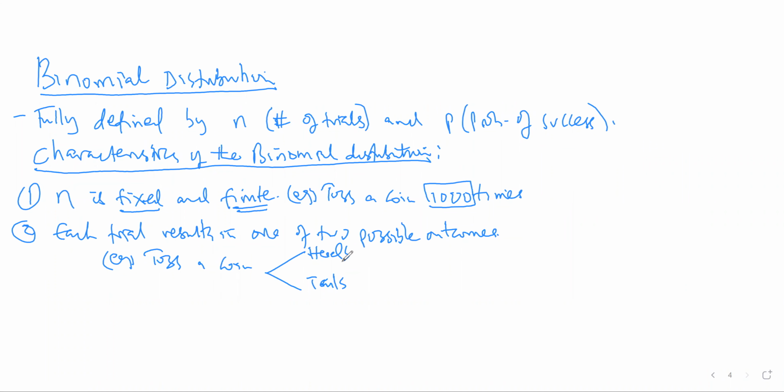So one of the outcomes is labeled as success. You call one of the outcomes success, especially the one that we're interested in, the outcome of interest. This word success here does not have a literal meaning. It is just a label. Then the other one, you call it failure. This is the outcome that you are not interested in.